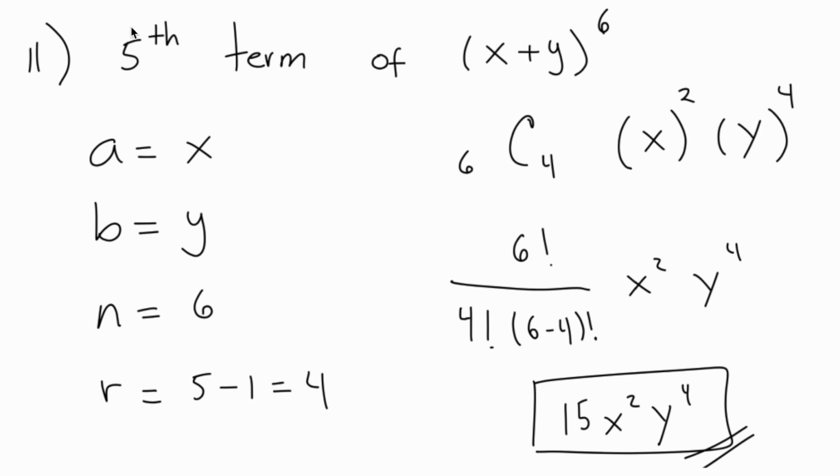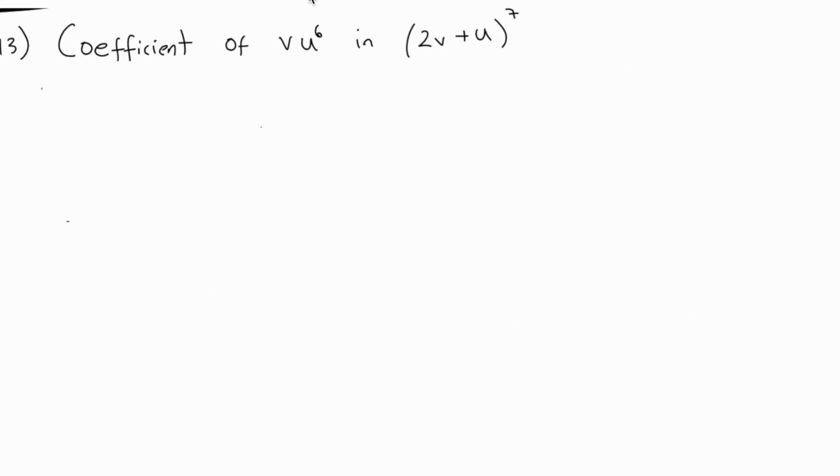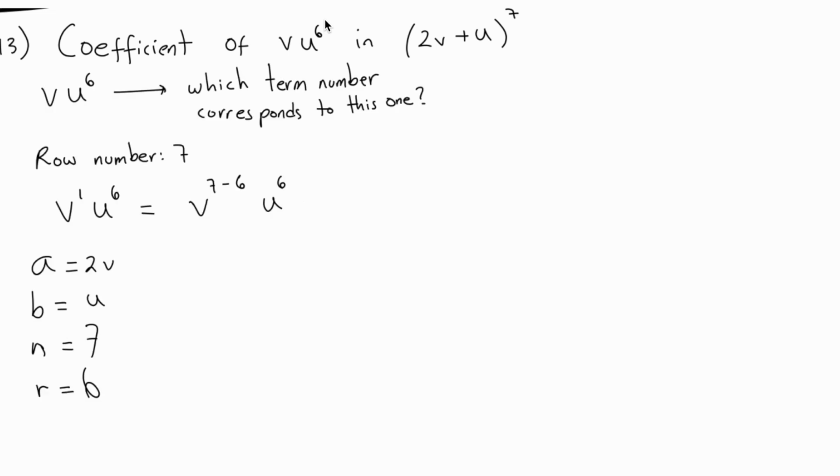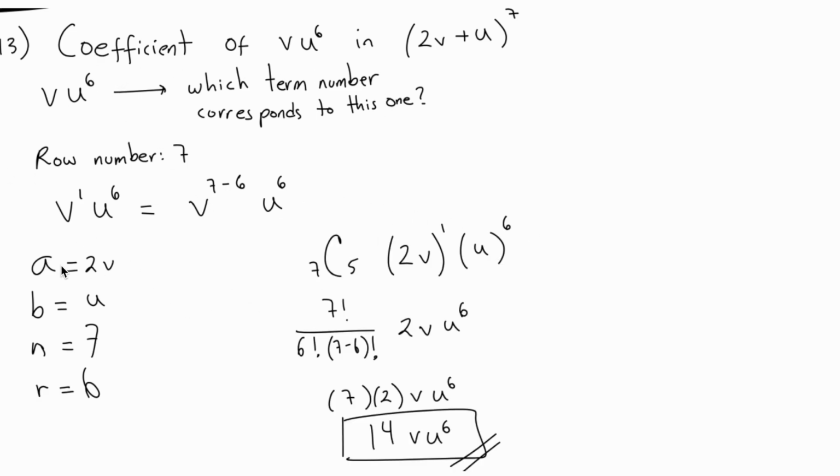And you did 5 minus 1, 4, and that is how you found r. In this question, I am already telling you what is r, and I am asking you to apply the formula. So you know now that a is 2b, b is u, n is 7, and r is given here by this little 6, because u is the second term, and the second term is the one that holds the value of r.